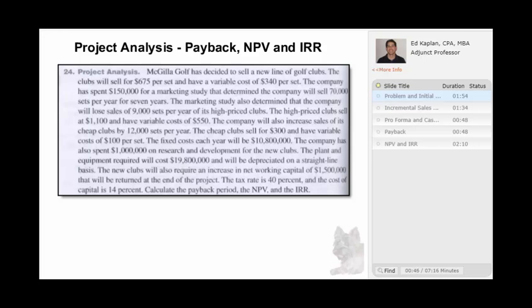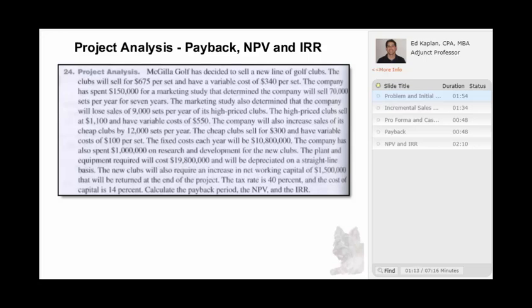The fixed costs each year will be $10,800,000. The company has also spent $1 million on research and development for the new clubs. The plant and equipment required will cost $19.8 million and will be depreciated on a straight line basis. The new clubs will also require an increase in net working capital of $1.5 million that will be returned at the end of the project.